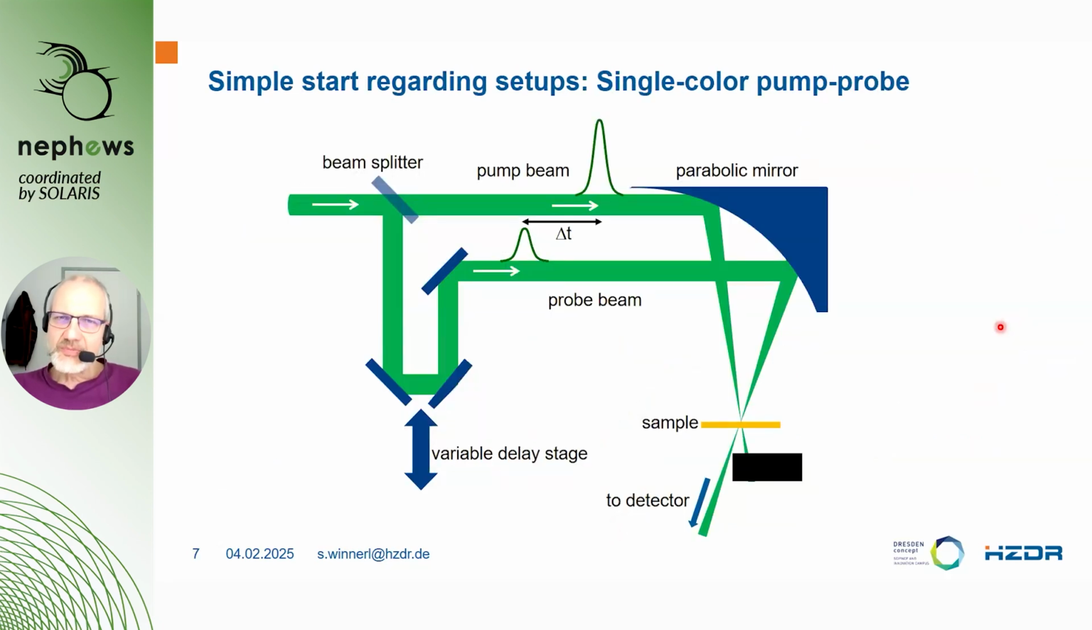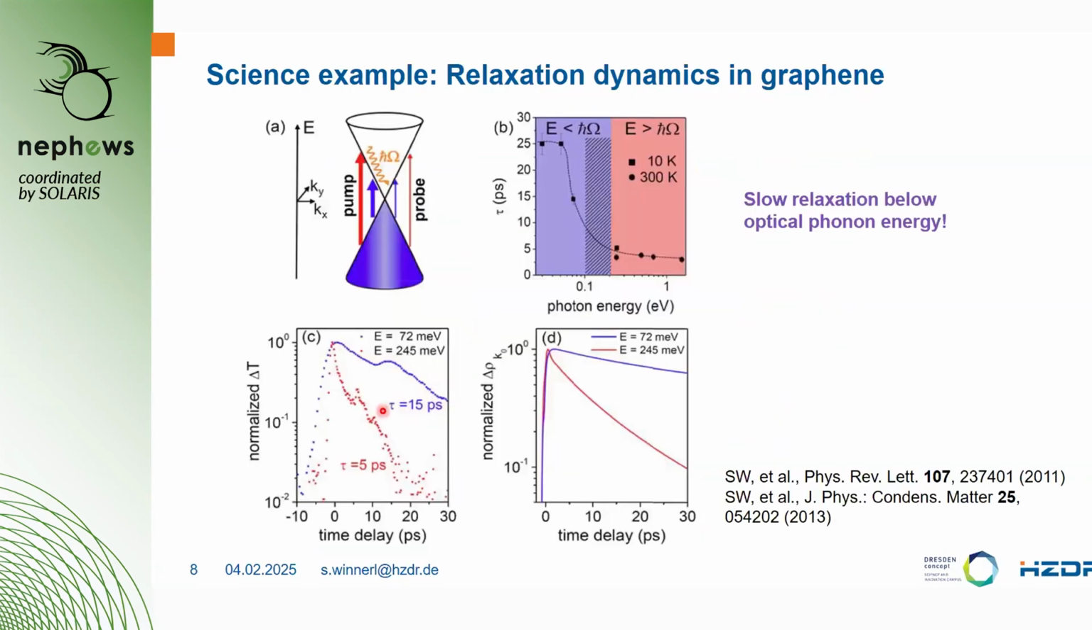Now let's come to the experiments at the Felbe free electron laser, and let's start with the simplest technique, namely single color pump probe. So in this case, one would simply split the beam of a free electron laser by a beam splitter, have a stronger pump pulse on the sample and a probe pulse that is time delayed by such a movable mirror stage, and then one looks at the transmission, or could also do in reflection geometry, how the sample responds to this pumping.